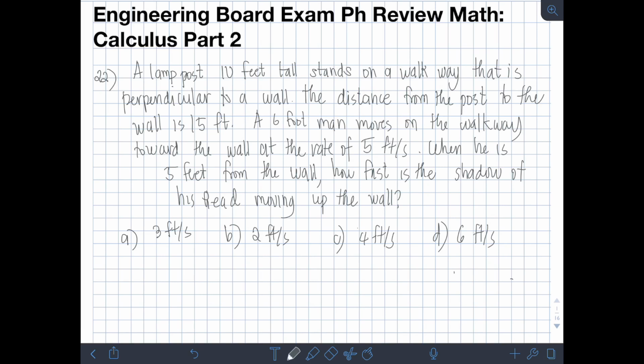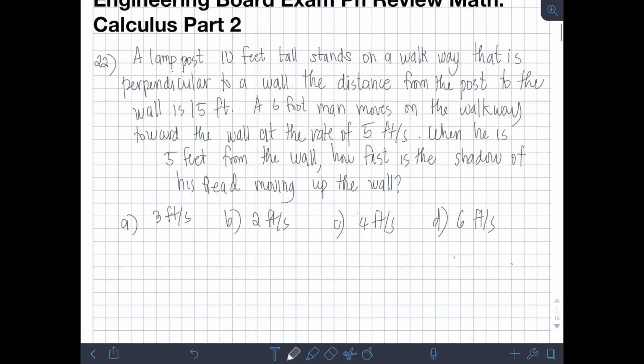So, we have a lamppost 10 feet tall stands on a walkway that is perpendicular to a wall. The distance from the post to the wall is 15 feet. A 6 foot man moves on the walkway toward the wall at the rate of 5 feet per second. When he is 5 feet from the wall, how fast is the shadow of his head moving up the wall?